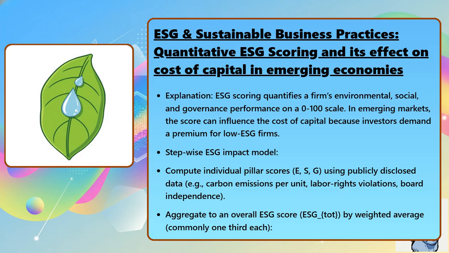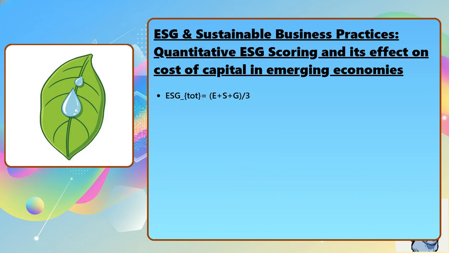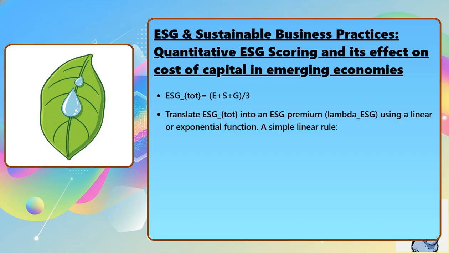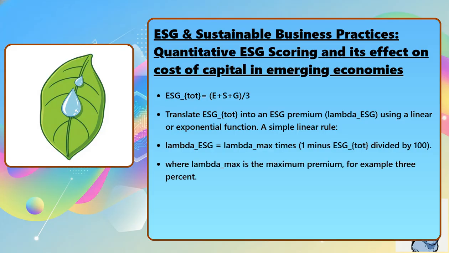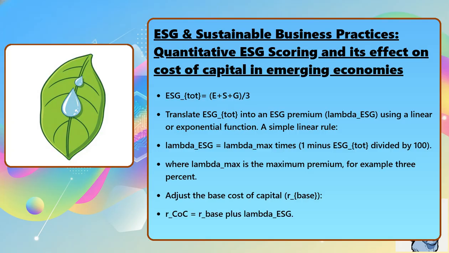Aggregate to an overall ESG score, ESG total, by weighted average, commonly 1/3 each. ESG total equals E plus S plus G divided by 3. Translate ESG total into an ESG premium, lambda ESG, using a linear or exponential function. A simple linear rule: lambda ESG equals lambda max times 1 minus ESG total divided by 100, where lambda max is the maximum premium, for example 3%. Adjust the base cost of capital R base: R COSI equals R base plus lambda ESG.